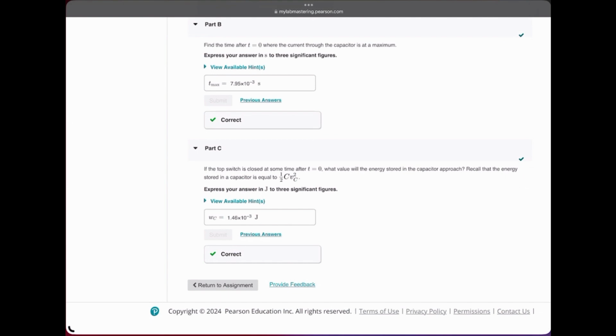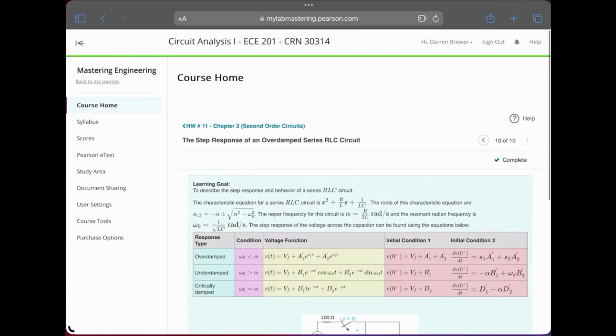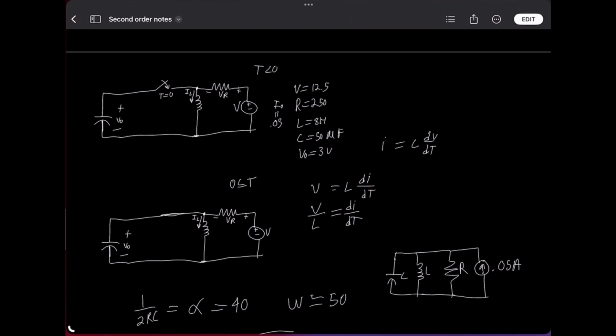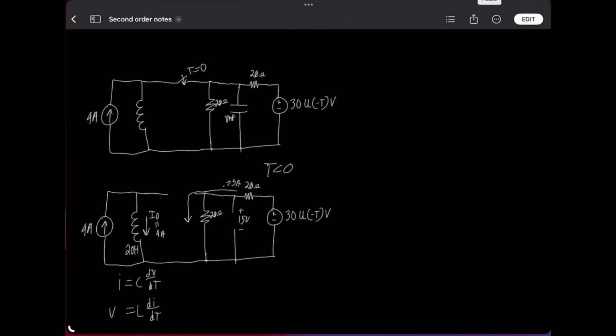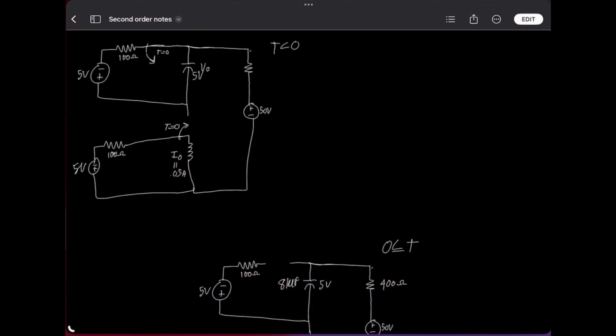If you want to see the work for this, I'll show you the work. Hold on, let me pull up the work real quick. Alright, this is the work I had for this before. Here's the work for the previous problems. And here's the work for this one.